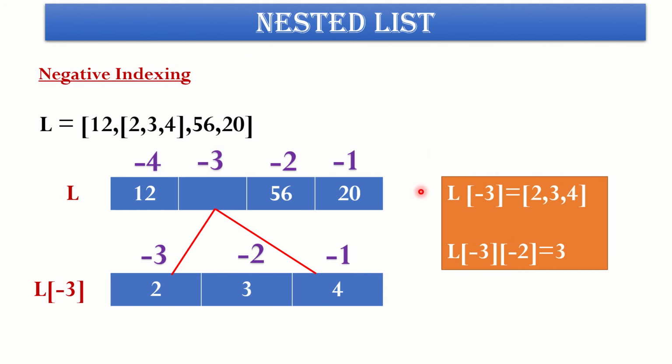Now I can also use the positive indexing, or I can use the negative indexing. As I told you before, you can use either of the two and you will get the same answer. So here if I take the same list, L minus 3 has these three values 2, 3 and 4, and if I want to access a particular element of L minus 3, I will also provide the index value of that element. So that will be L minus 3 minus 2, so that will give me 3.